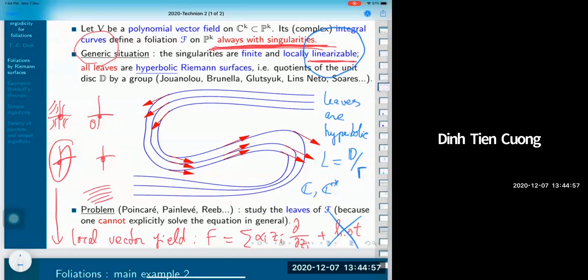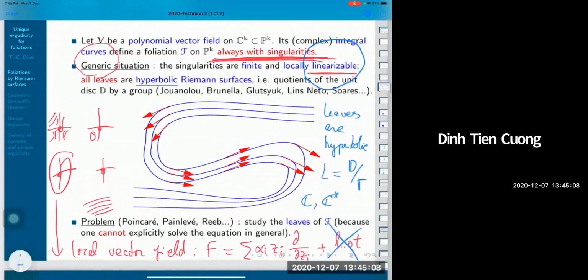So here we want to study the leaf directly because, in general, we cannot solve the equation explicitly. So this is a bigger family of examples, and as I said here, we always have some singularities.